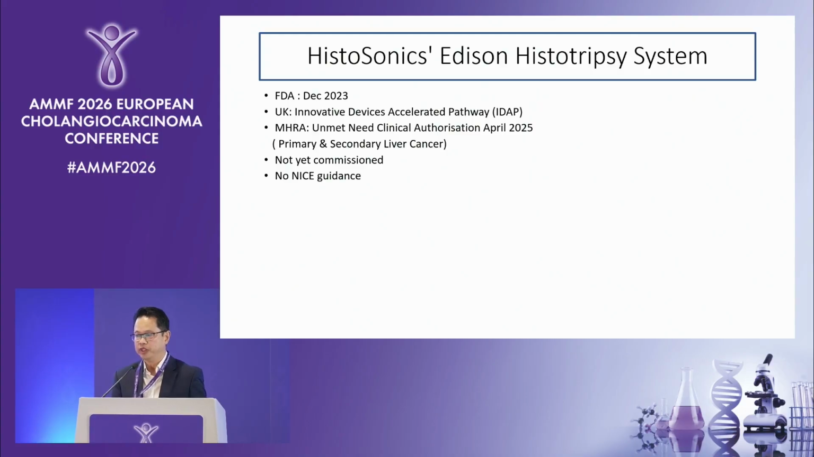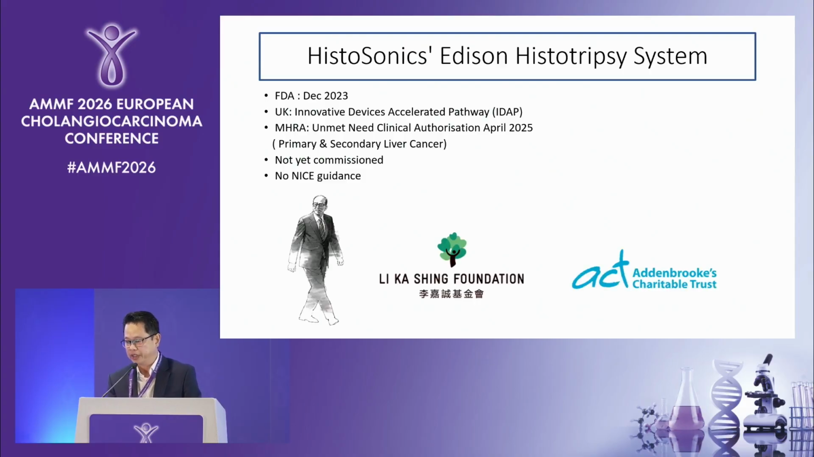The histotripsy system is manufactured by HistoSonics, the Edison system. It was approved by the FDA back in December 2023. It was fast-tracked to the UK by the Department of Health via the Innovative Devices Access Pathway. The MHRA has temporarily approved it under the unmet need clinical authorization back in spring last year for use in primary and secondary liver cancer. It is yet to be commissioned and it is yet to be evaluated by NICE.